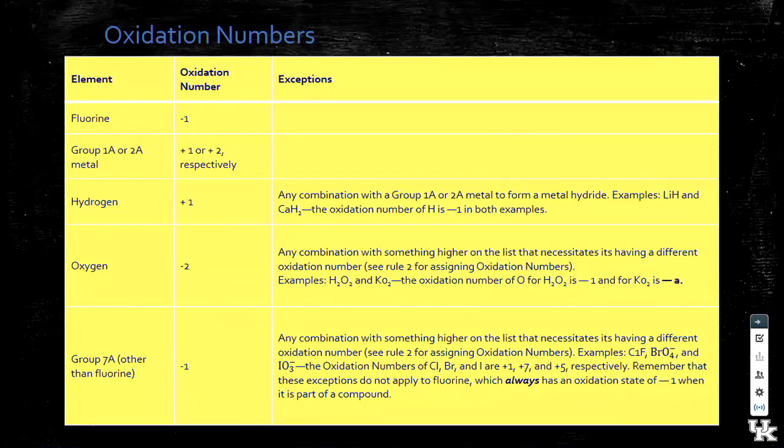Rule number 3 is that hydrogen is always +1, except when it's bonded to a metal. When hydrogen is bonded to a metal, hydrogen will have an oxidation state of -1. So like sodium hydride, lithium hydride, which is in your cell phone battery. Hydrides are when the oxidation state of hydrogen is -1.